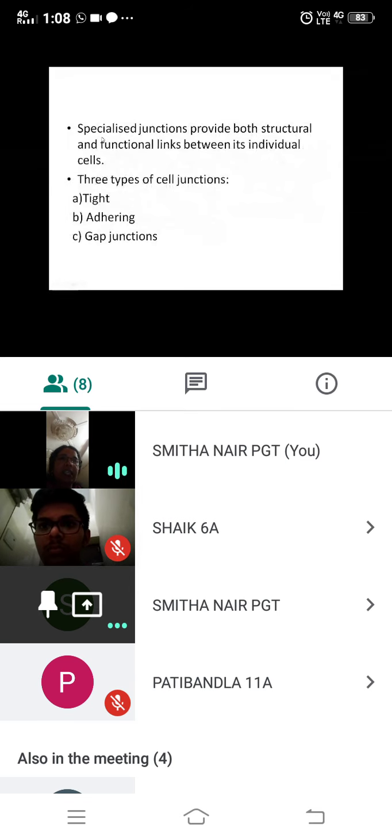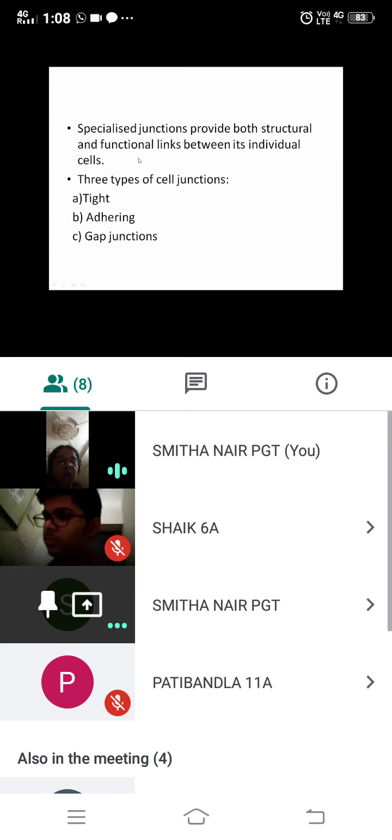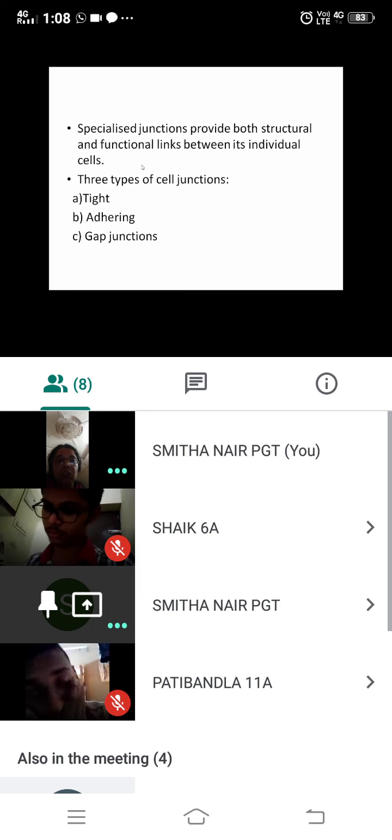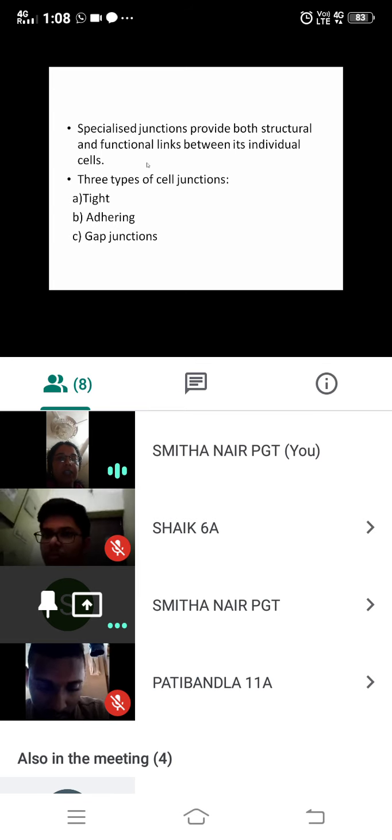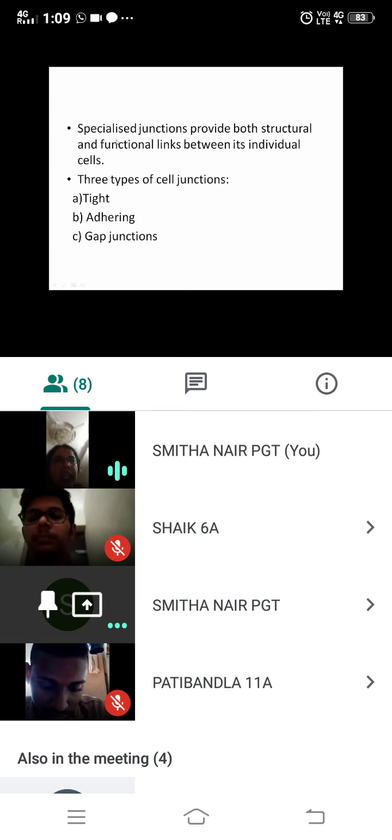So there are specialized junctions. You know junction. What is junction? Like two roads, when they meet at a place, we call that a junction. So specialized junctions provide both structural and functional links between individual cells. When cells meet at a place, that place is called a junction. So there are three types of cell junctions in compound epithelium: tight, adhering, and gap junctions.